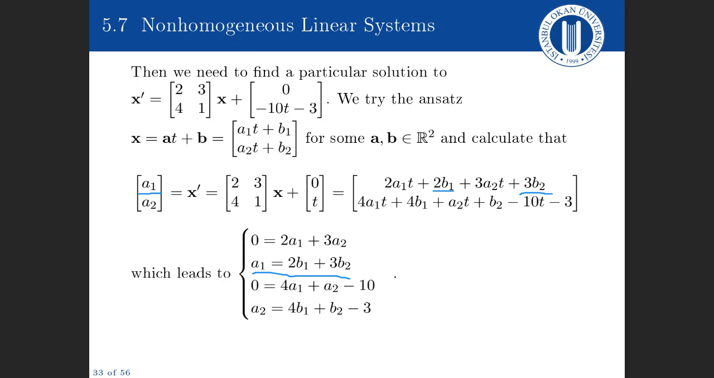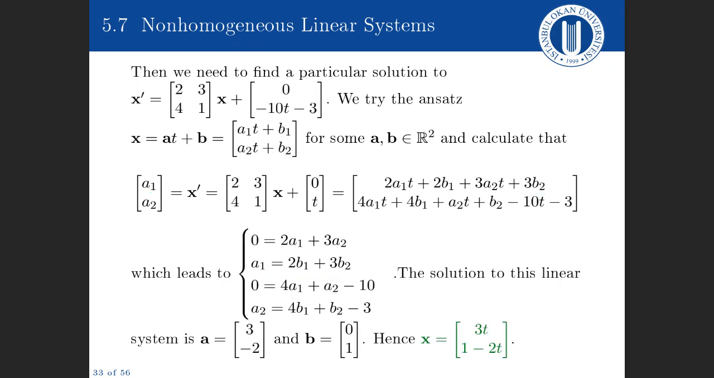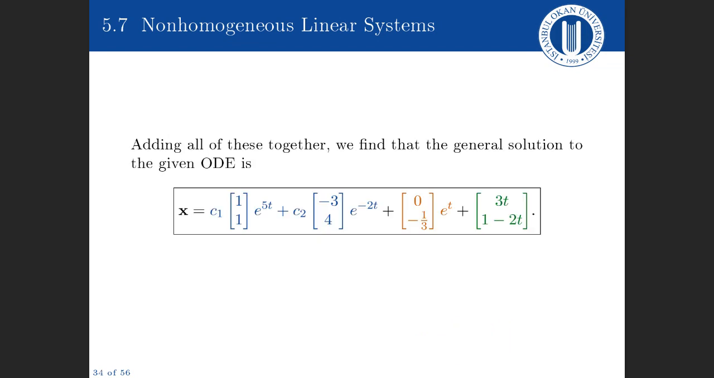And then do the same thing for the second position to get the last two equations. That's a linear system with four equations in four unknowns. You know how to solve this, so I'll just tell you that the answer is a is (3, minus 2) and b is (0, 1). So therefore, our function is (3t, 1 minus 2t). What do we do to finish? We add all of these together. The blue solution plus the orange solution plus the green solution gives us the general solution to the differential equation.